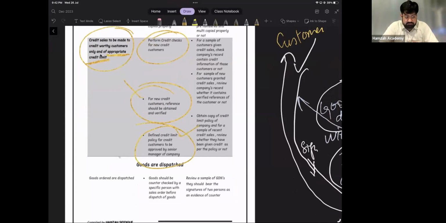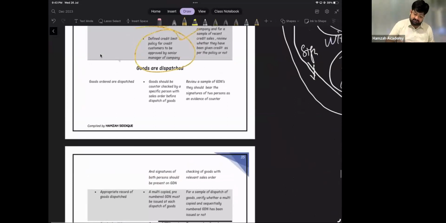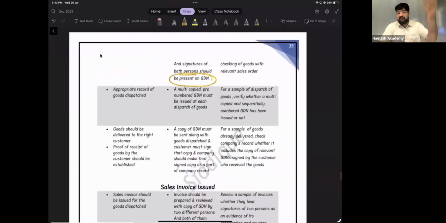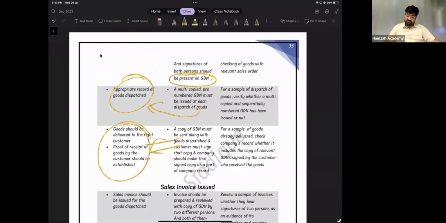Now, the next point is goods are dispatched. So goods ordered are dispatched. Goods should be counter-checked by a specific person against the sales order. I told you this. The person who is packing and the person who is checking should both sign the GDN. Same, I have told you the story. So this objective is achieved by this.